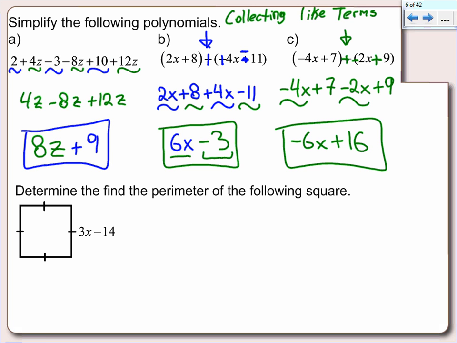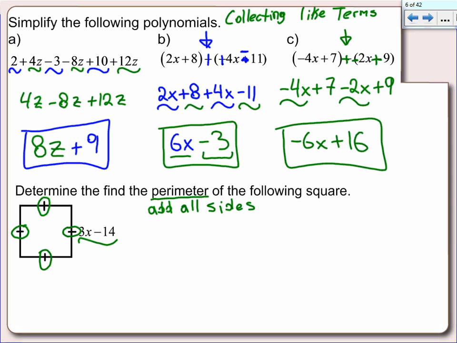All right, last one here. Determine the perimeter of the following square. So perimeter, remember, means you want to add all the sides. And if we look at our little diagram, they've shown us that one of the sides is 3x minus 14. So if one side is equal to 3x minus 14, that means all the sides are 3x minus 14. And that's what these little lines here mean. These lines mean all these sides are equal. Anywhere where you see a line going through means they're equal.